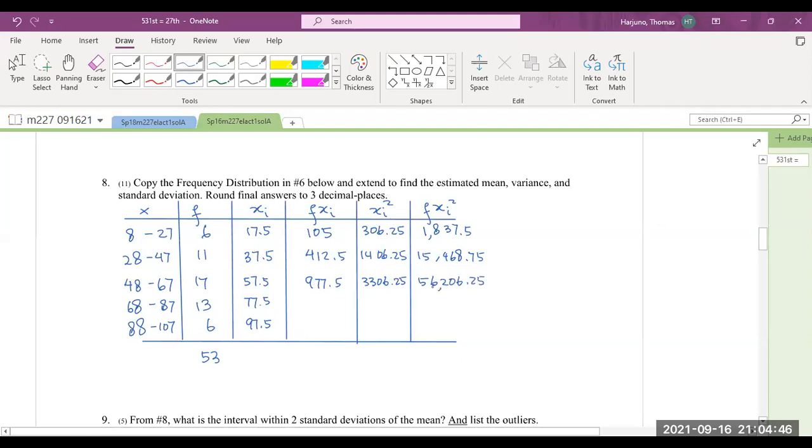13 times 77.5. That's 1,007.5. 77.5 squared is 6,006.25 multiplied by 13. 78,081.25.